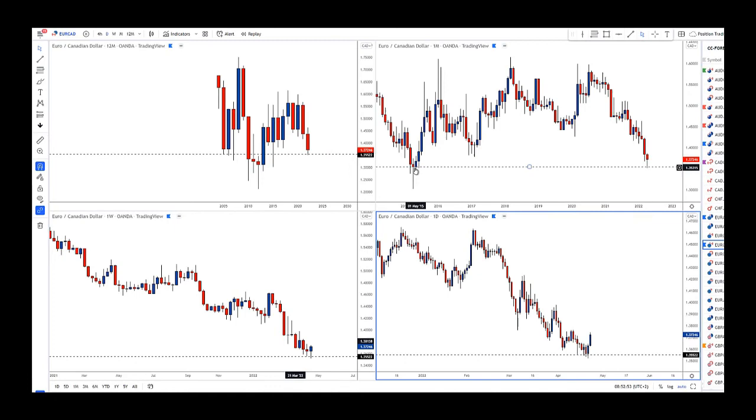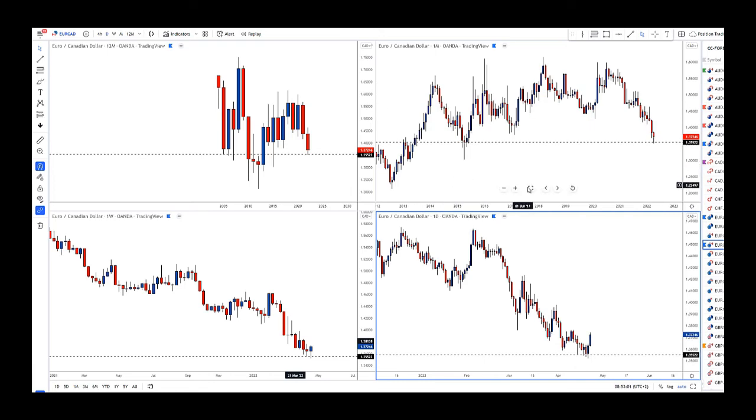EURCAD is at monthly support. This is another hands-on trade. I'm very curious about how this monthly candle will be closing. Do I perfectly like this neckline? No. Why am I pointing this level out? Because it's a swing monthly neckline.